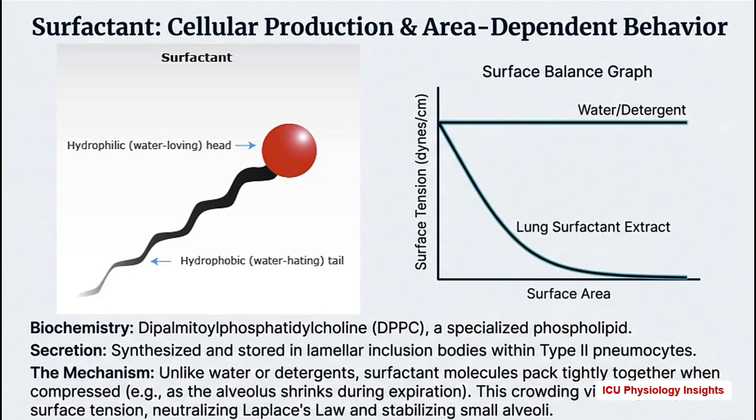The main component, DPPC, is amphipathic, so it arranges itself at the air-liquid interface with its hydrophobic tails facing the air. Now here's the key. As the alveolus shrinks during exhalation, these molecules get packed more and more tightly, which dramatically lowers the surface tension. This is the property that counteracts Laplace's law and keeps the lungs stable.